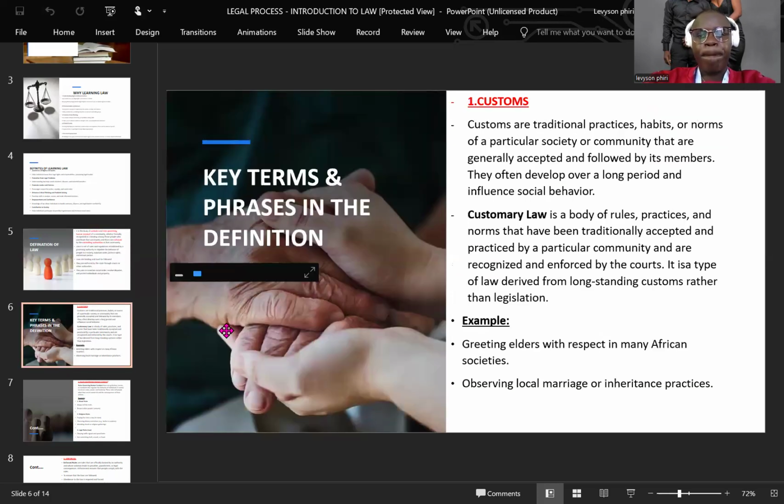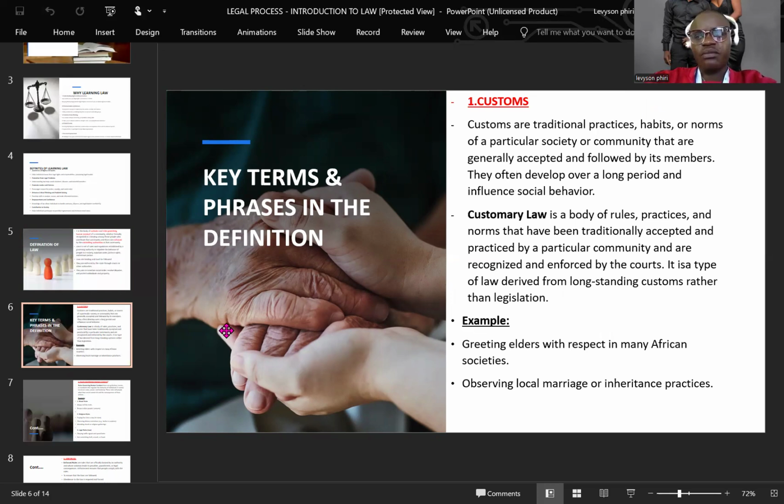Okay. Let's go into the key terms and phrases in the definition, like what I've explained, those highlighted ones. So we'll start with the customs. Why are we saying it is the body of customs? Why are we saying this? First of all, what is a custom?